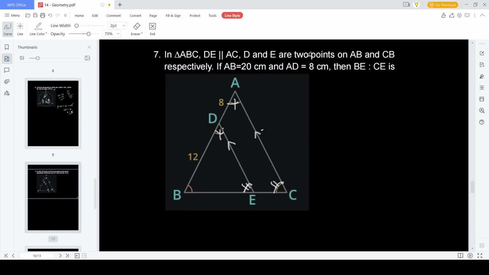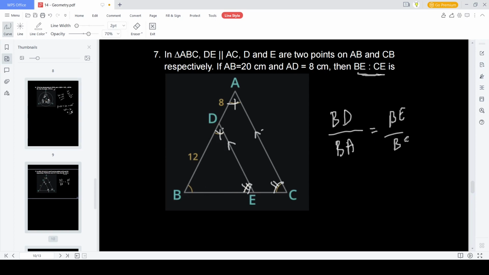Now, D and E are 2 points on AB and BC respectively. AB is equal to 20, AD equal to 8. BE is to CE, they're asking. BE is to CE is what? So now that we've proved that it's similar, we have the sides in the same ratios. So I can get that BD by BA is equal to BE by BC.